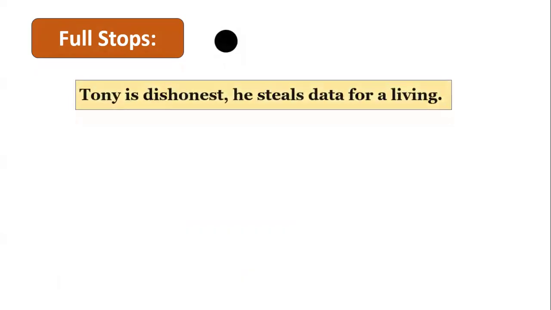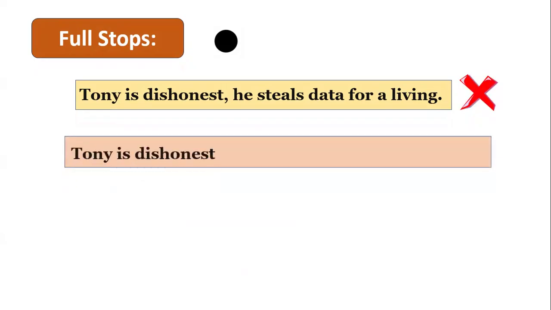So let's start with the easy solution, the easiest one, actually, using a full stop. So if I have a sentence like this, it is a comma splice because we have a comma used in the wrong place. So this sentence is not correct. How can I fix this? Very simple. I can simply finish the first sentence and use an end mark.